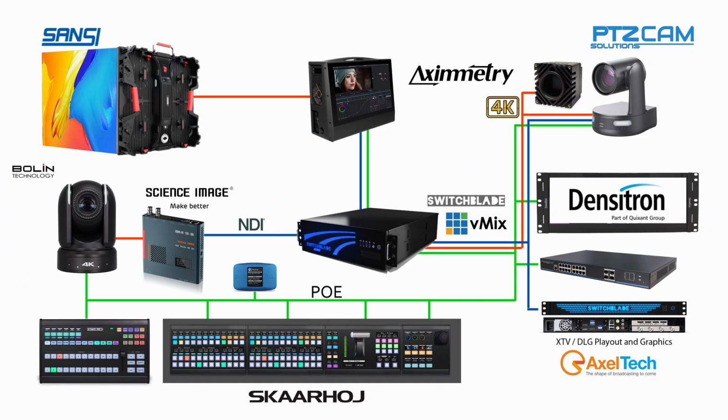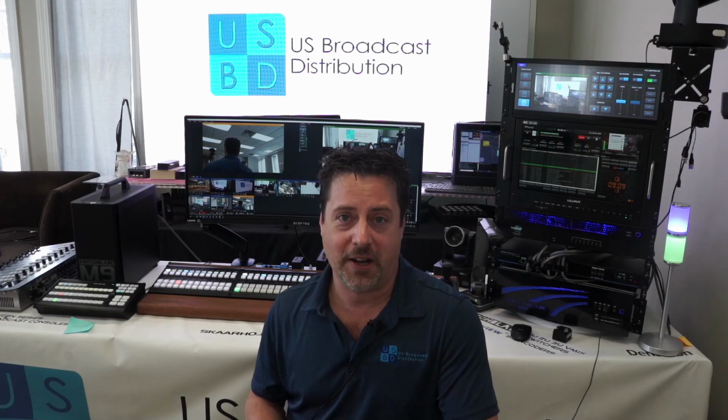And this is our workflow chart. So this is my favorite because this kind of covers the entire booth and how it's wired together. We have the Skarhoy controllers in the lower left, and we have a Bolin camera, which is aimed at the SANSI LED wall, which is powered by Ximetry. And then we have Densitron automation, which we'll get to a little bit later. We have Axel XTV playout and DLG running on the 1U. And all of this is being connected by a PoE Texas 16-port PoE Plus router. And it's all feeding into the LPU3, which is Switchblade's flagship product running vMix.